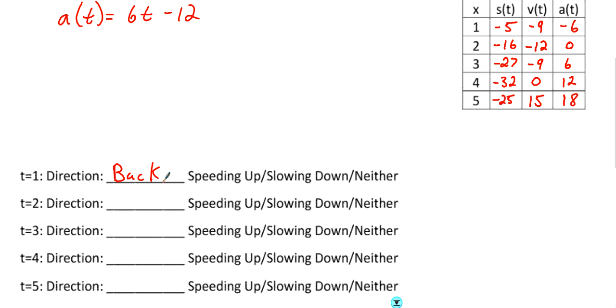Now, my velocity, am I speeding up, slowing down, or neither? Well, my velocity is negative, which means I'm going backwards at 9 miles per hour. My acceleration is -6, which means I'm accelerating in the negative direction. Since my velocity and my acceleration have the same sign, that means I am speeding up, because my velocity is already going backwards and I'm going backwards faster.